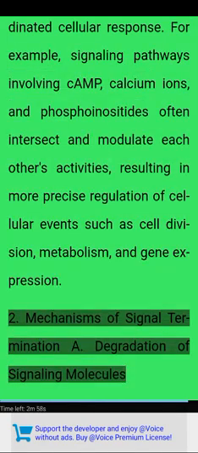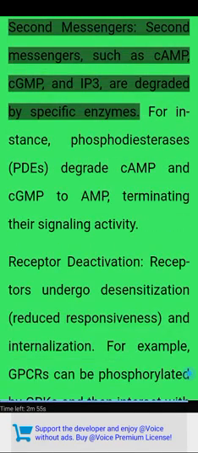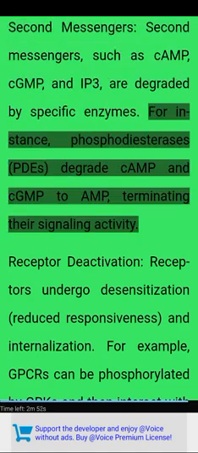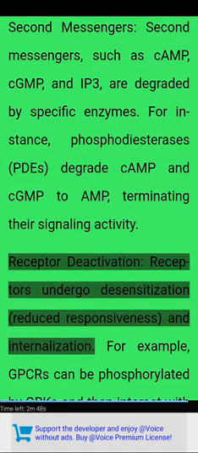2. Mechanisms of signal termination and degradation of signaling molecules. Second messengers, such as cAMP, cGMP, and IP3, are degraded by specific enzymes. For instance, phosphodiesterases (PDEs) degrade cAMP and cGMP to AMP, terminating their signaling activity. Receptor deactivation. Receptors undergo desensitization, reduced responsiveness, and internalization.